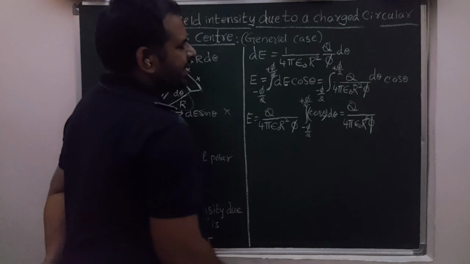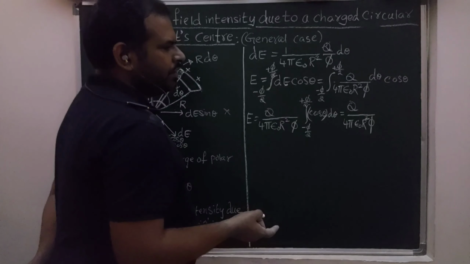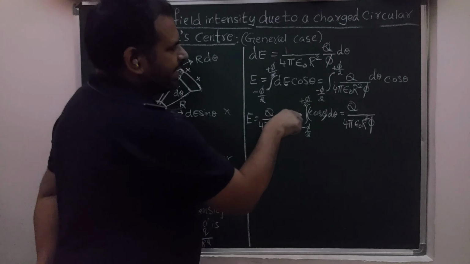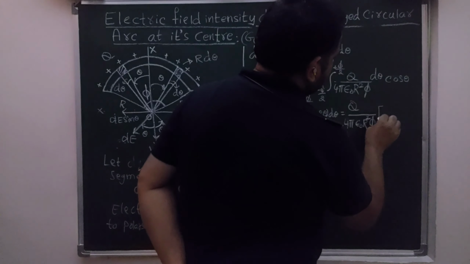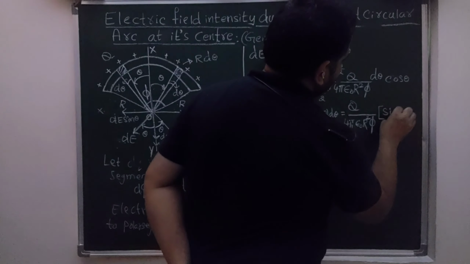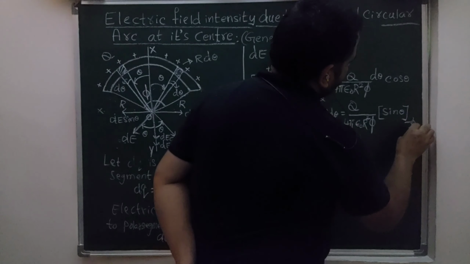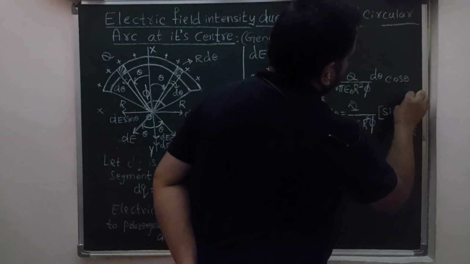So what is the integration of cos theta? Sin theta. Yes, the derivative of cos theta is minus sin theta, and the integration of cos theta is only sin theta. So we can write sin theta, with the limits from minus φ/2 to plus φ/2.